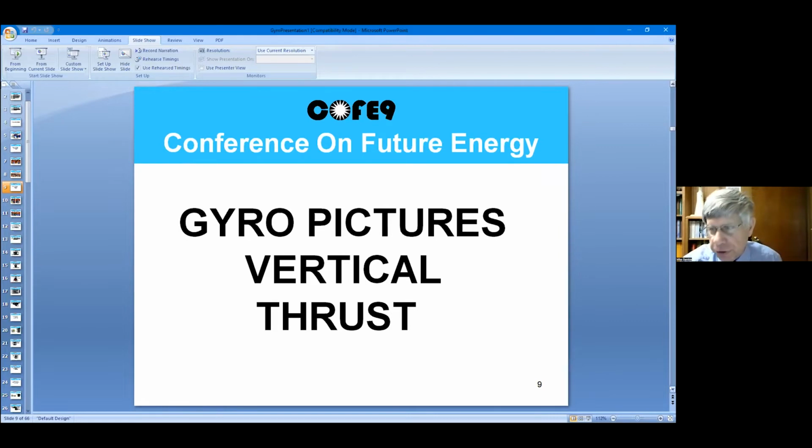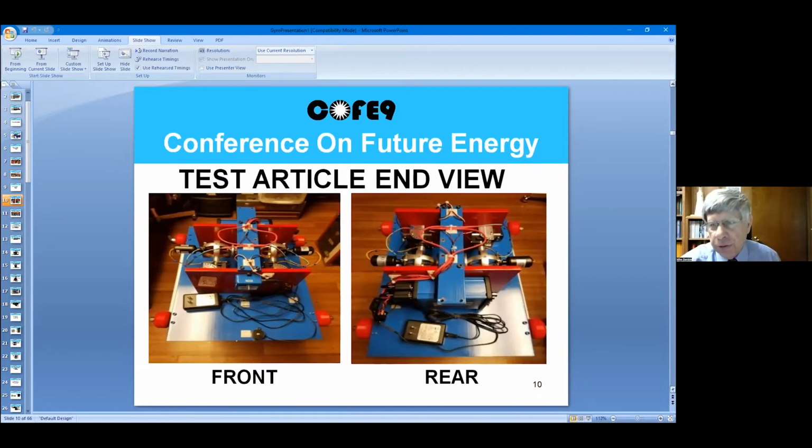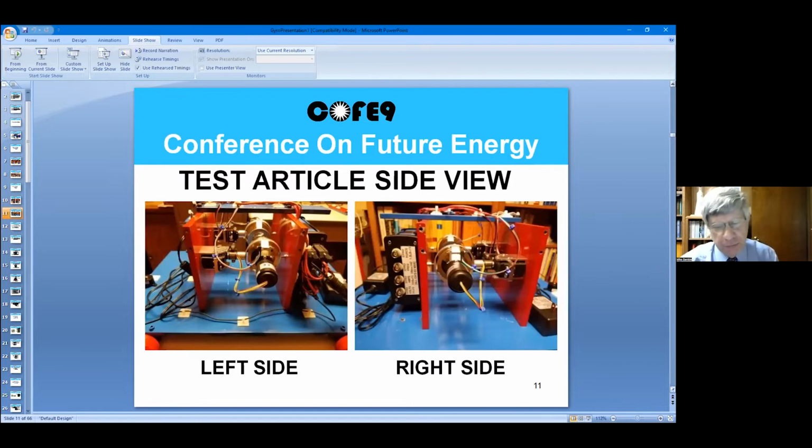Shows the gyros in the other position. Same frame and everything, only now the gyros are mounted vertically. And the side view shows it a little bit better. You see the gyroscopes now, they swing up and down rather than left and right as they were in the other picture. And that was so I could get good load cell readings. We'll discuss that a little bit more in detail here.